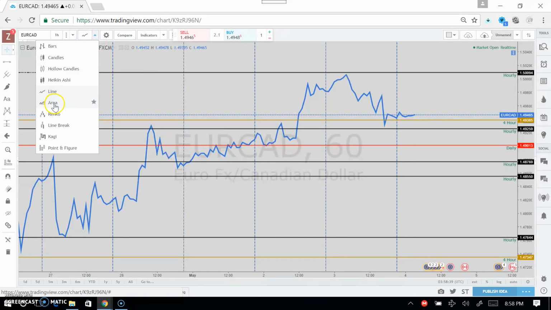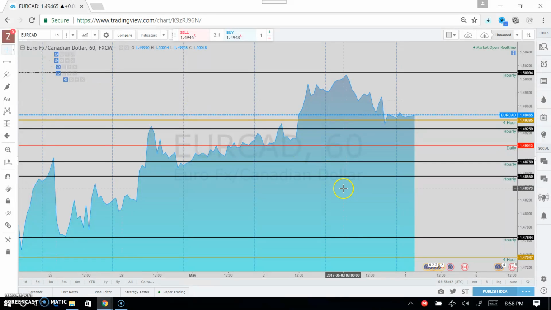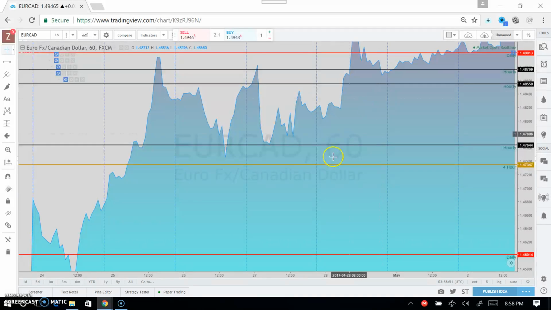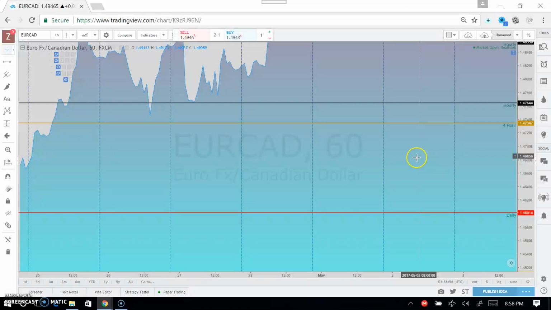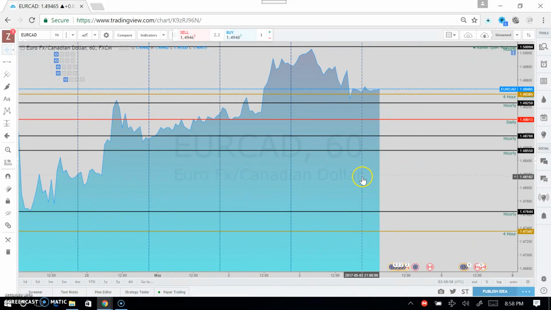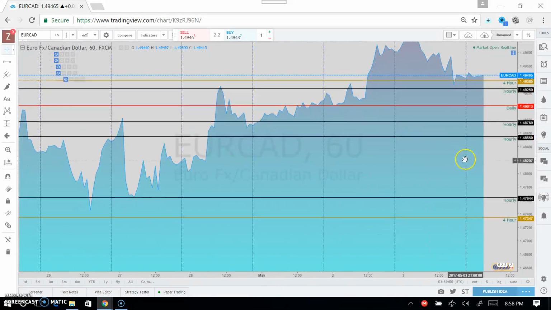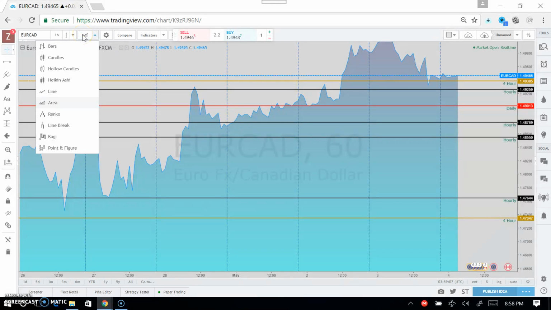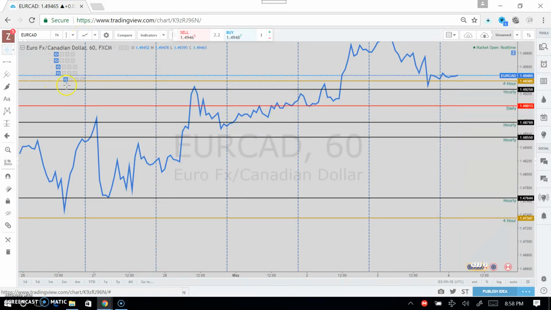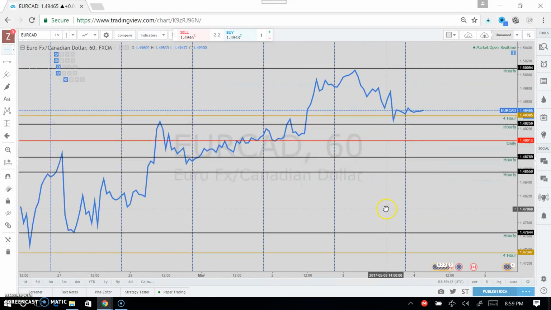And we have the area, which is pretty much just like the line, but it's a shaded area of where price is at and how price is moving. You might see this on Yahoo and Google and stuff like that. Not a lot of people I know personally really use them. A lot of people I know do use the lines to do their markups.